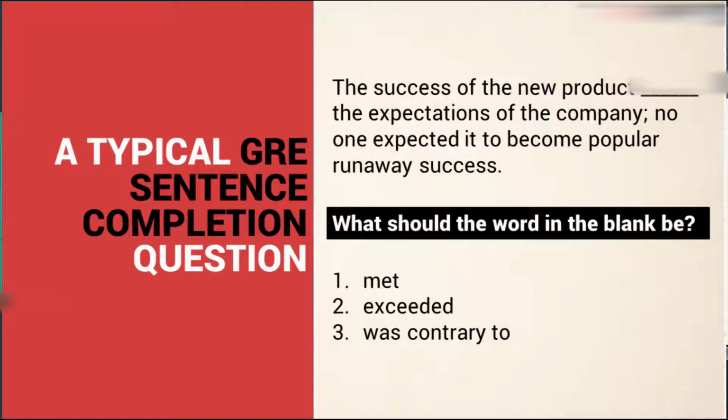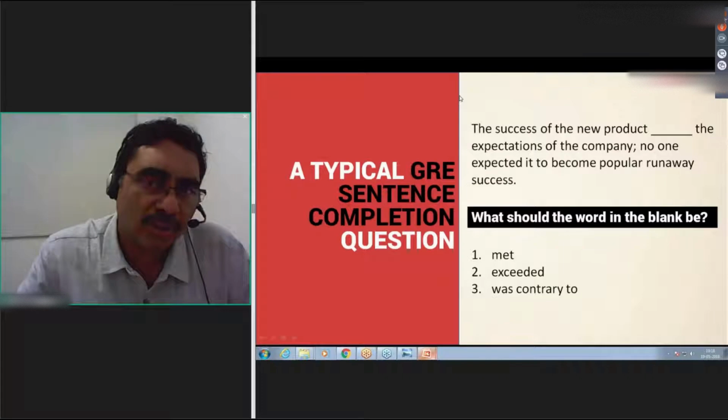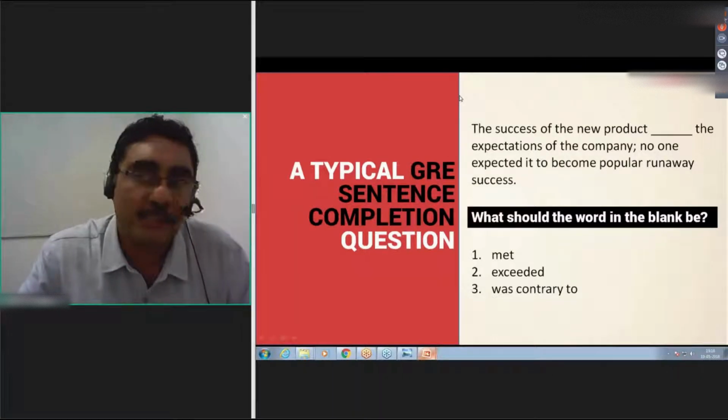What did the people in the company feel? What did Riya Sharma? I think you're right. What did the people in the company feel? Did they think that it would be a runaway success? Yeah. So they didn't expect. Yashaswini, you're right. They did not expect it actually. So what happened was contrary to their expectations, right? Okay. So at this point both could be the answers, exceeded or was contrary. But you at least know that it is not "met," right?